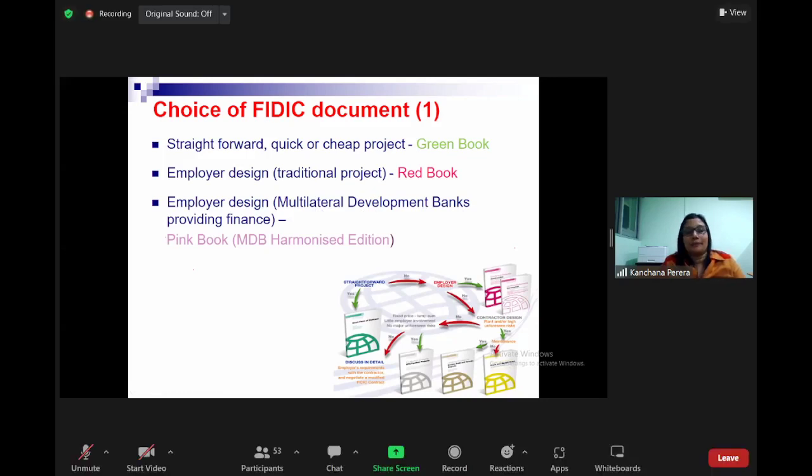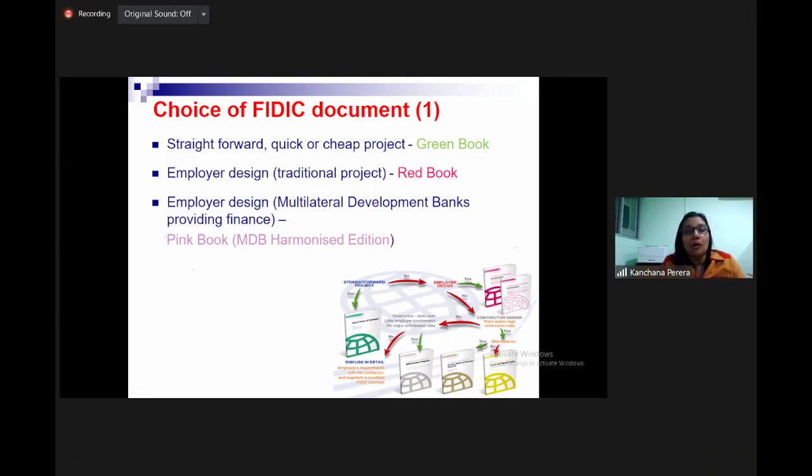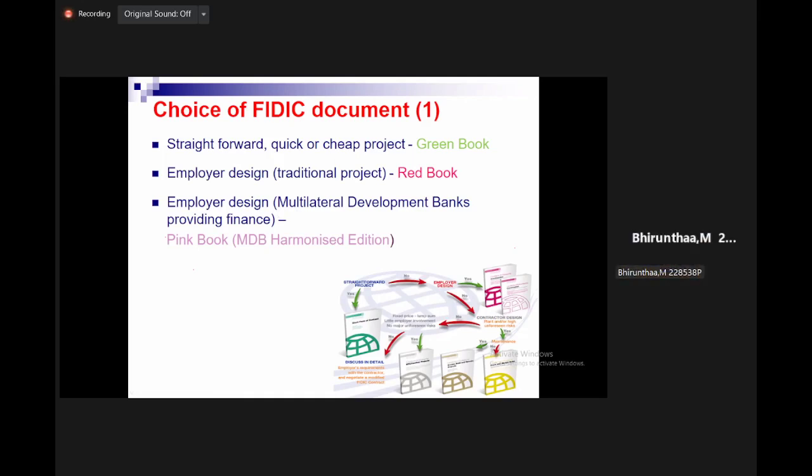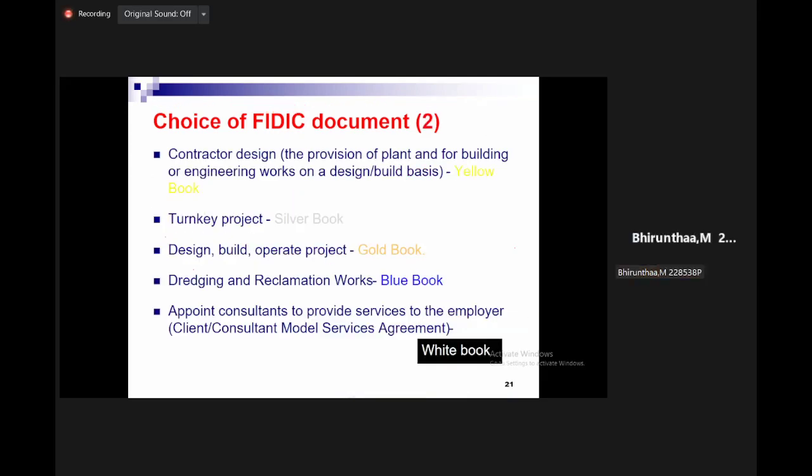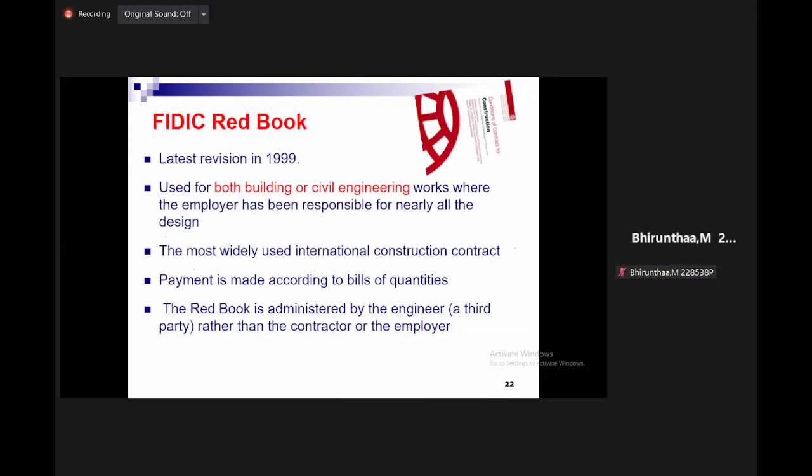Did you get the point? It's same as Red Book, but there are different clauses, changes in the Pink Book to suit the multilateral development banks' conditions. Which is for the funding projects like that, is it? Yeah, that is why I said, if you are doing a World Bank funded project, they may ask you to use this book. Some donors will tell you, you should use this book, generally. Okay, ma'am. Thank you. Welcome.